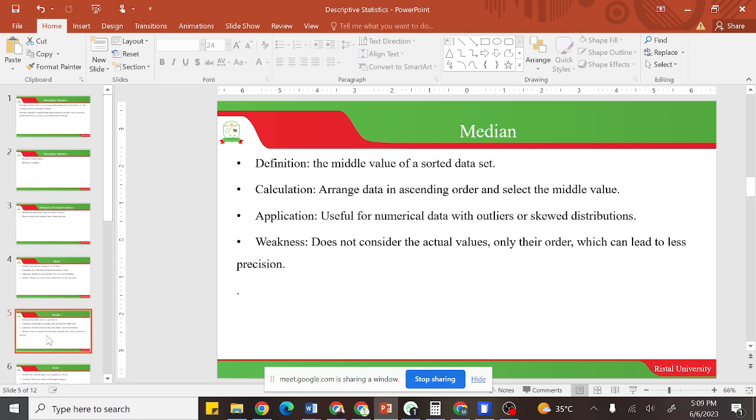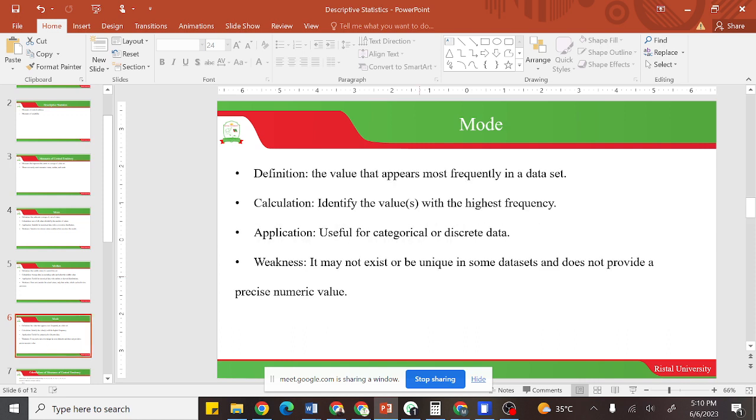So the next measure is what we call the median, which is the middle value after you arrange the data set in either ascending or descending order. It is also very useful if you have outliers. It has the advantage that it is not very sensitive when you have outliers. But the challenge is it does not really consider the actual values on either side. It just looks at which figure is in the middle. So that is the disadvantage it has.